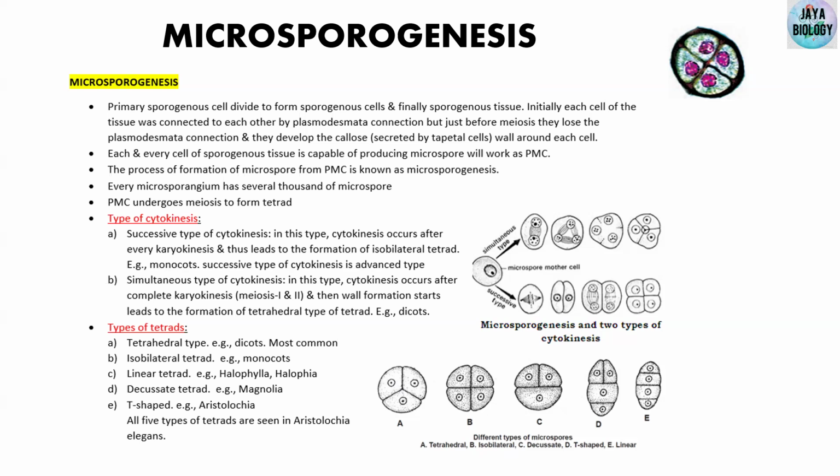In this video, we are going to study microsporogenesis. Now, what does microsporogenesis mean? Formation of microspore from microspore mother cell is known as microsporogenesis. Is it clear? So the process of formation of microspore from pollen mother cell or microspore mother cell is known as microsporogenesis.